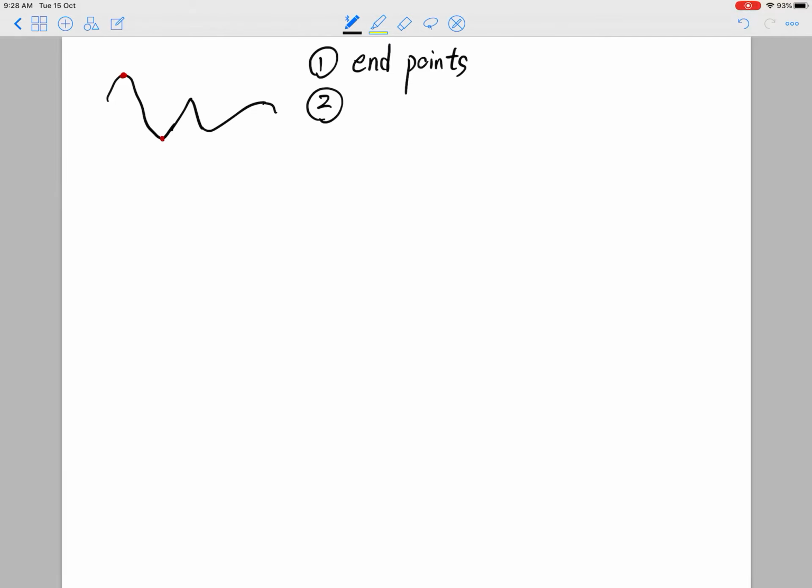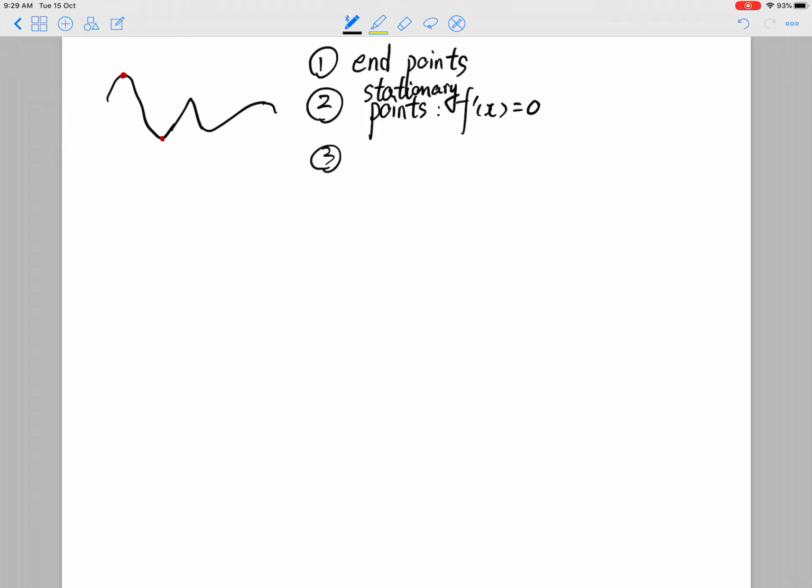And second is the point where the derivative is zero. For example, these two points, the derivative is zero, right? So a point such that the derivative is zero, for these kinds of points, we call them stationary points.